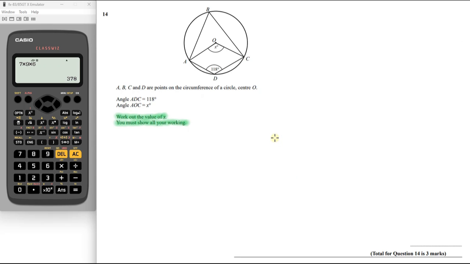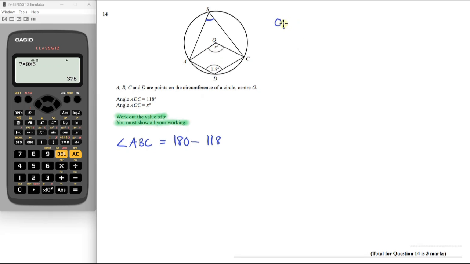So the first thing I'm going to do is work out this angle here, because I can see that we know this angle and there's a special relationship between these two angles. So angle ABC is going to be equal to 180 minus 118. And the reason I know that is because these angles are opposite angles on a cyclic quadrilateral.